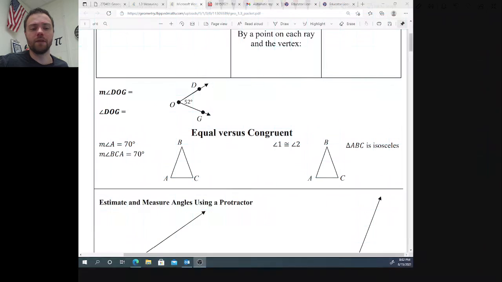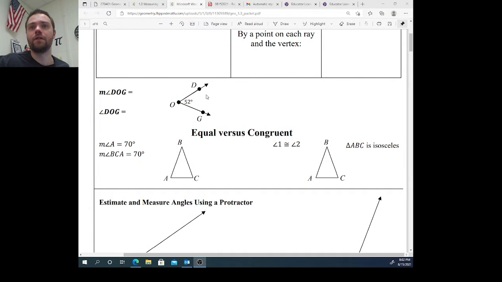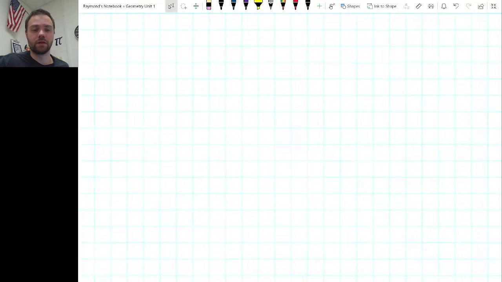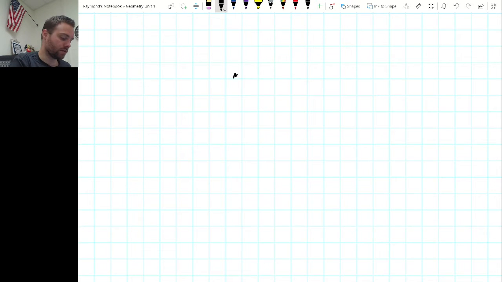And we're going to talk about equal versus congruent. So let's say I have this figure, angle DOG. When you see an M beside an angle, that's talking about the measure, okay? So if you took a protractor and you put it up against this angle, it would measure 52 degrees. That's what this is saying. So the measure of an angle is different than the angle itself, okay? So let me kind of draw that over here. So the measure of angle DOG, so here's angle DOG, so D, O, G, right? So I've got two rays kind of forming there.